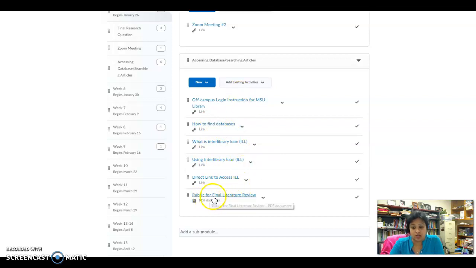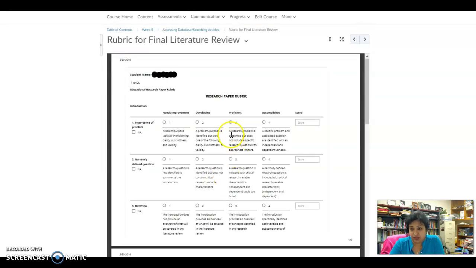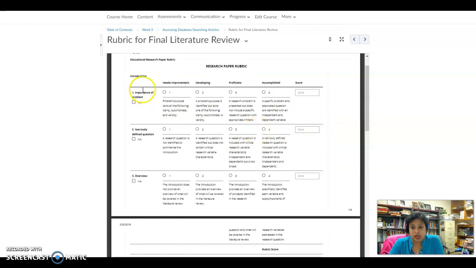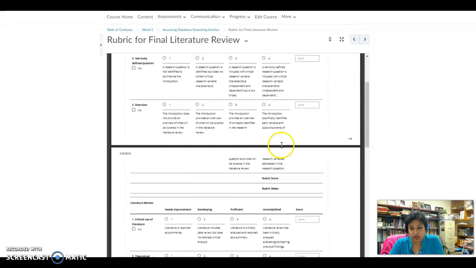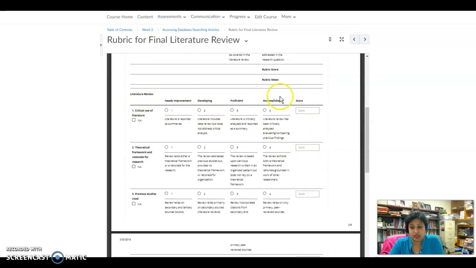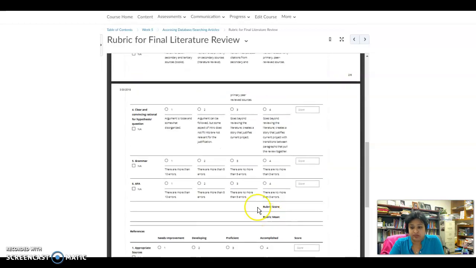I also put the rubric for the final literature review here. This is how your literature review will look. So you have an introduction, and the introduction assignment will be coming up. This is how the introduction is going to be graded. This is the accomplished portion, what should be there in the introduction for accomplished. This is your literature review, what should be there.